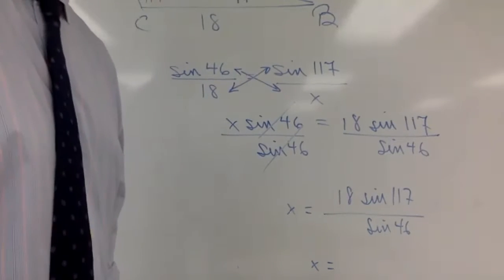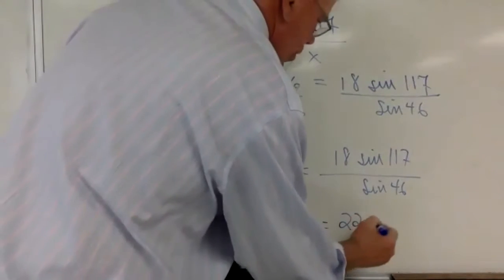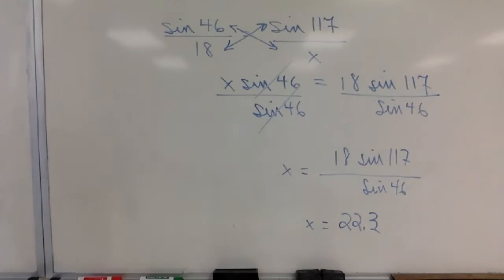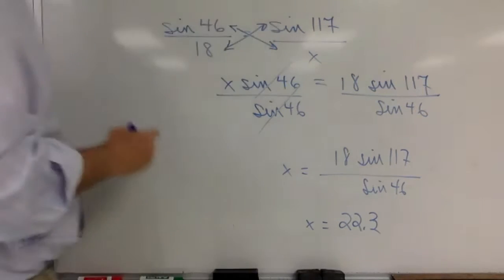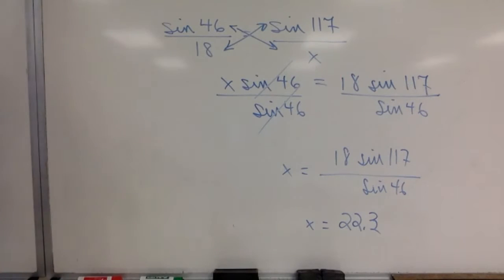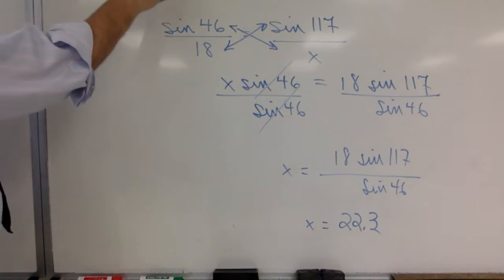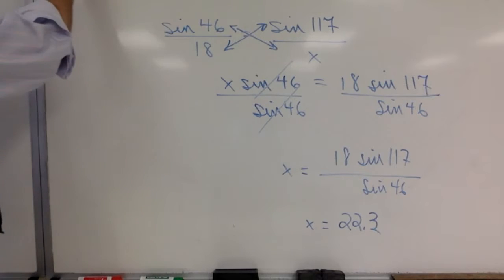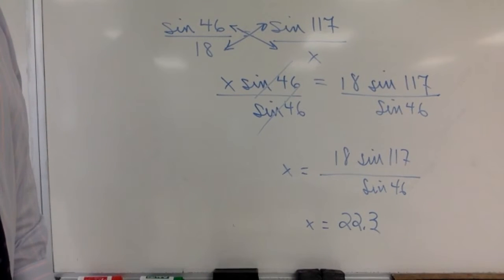What did you get? 22.3. Very good. 22.3. Does that make sense to you guys? Yes? Yes, sir. What if I asked you to find this side? What would you do? The sine of 46 over 18 equals what? Sine of 117 over that side. You can do that yourself if you want. Is that understood?